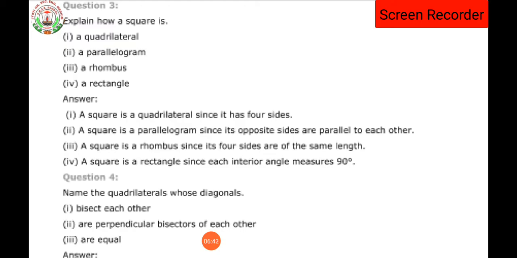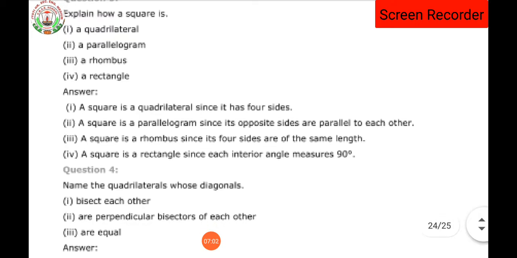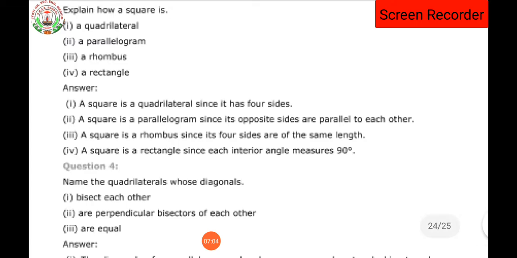Yes, of course, a square is a parallelogram because its opposite sides are parallel to each other. You can just imagine the figure of a square and a parallelogram: opposite sides of a parallelogram are parallel to each other, as well as in the case of a square, opposite sides of a square are also parallel. Then how can we explain that a square is a rhombus?